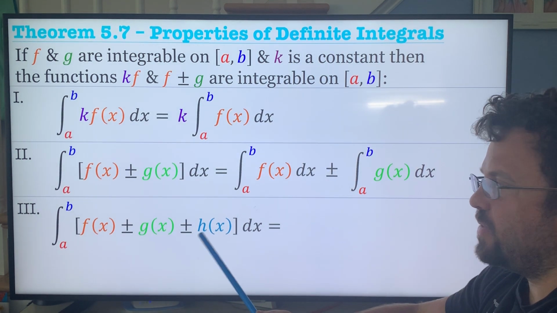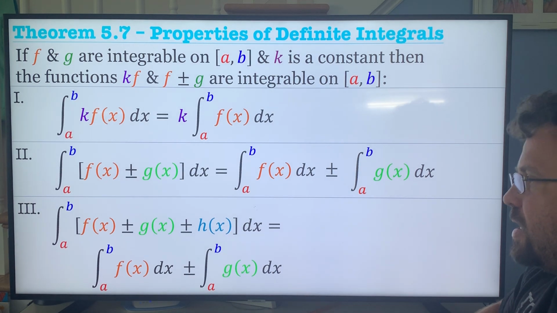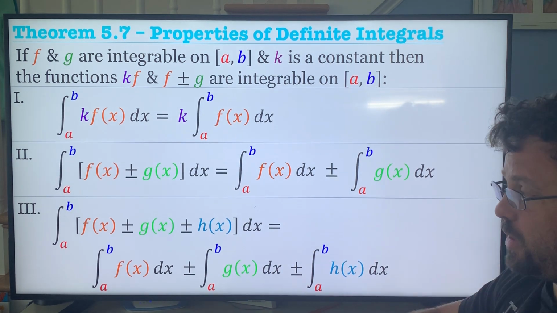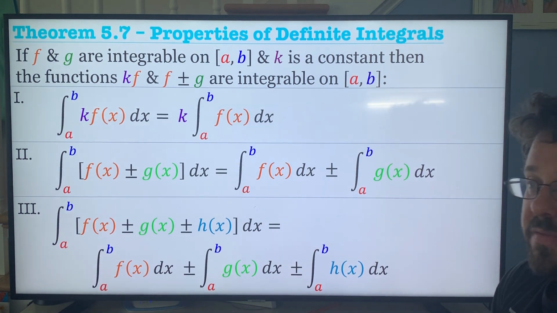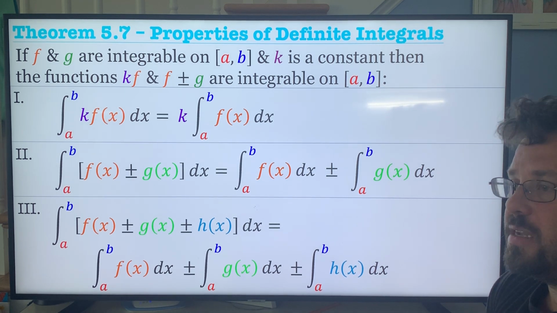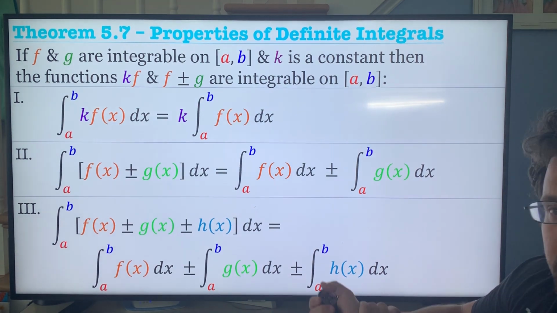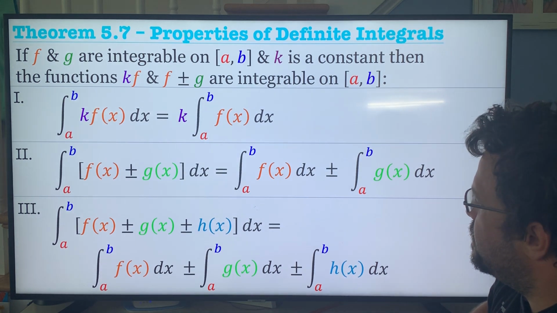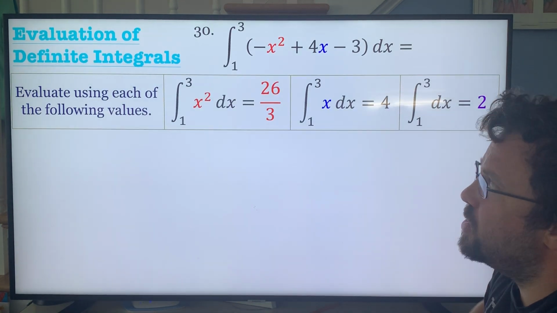And what happens if you have three of them? You just do this three times. You integrate the first one, plus or minus the integral of the second one, plus or minus the integral of the third one. If you have 4 or 5, you just keep going. Pretty much you can integrate each one of these as its own individual problem and then combine everything together in the end. That's just for functions with multiple terms inside. Got it? We did the same thing before, we just didn't have the a's and b's attached. Notice the a's and b's never changed.